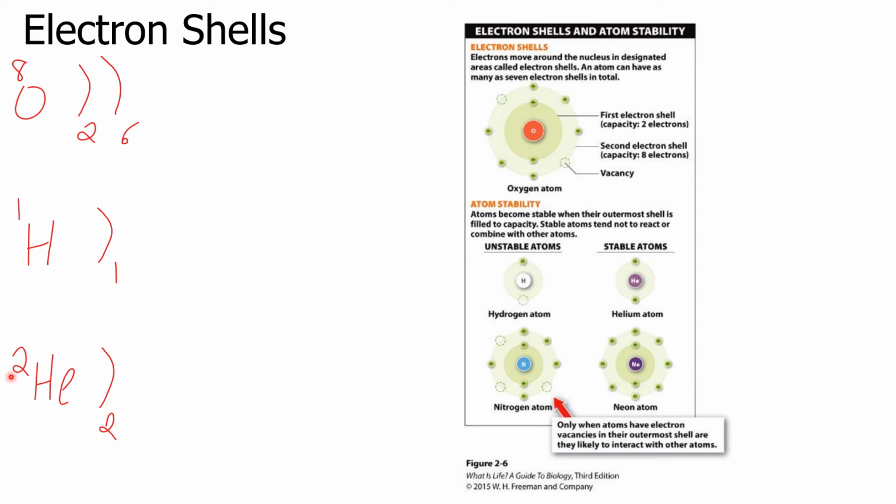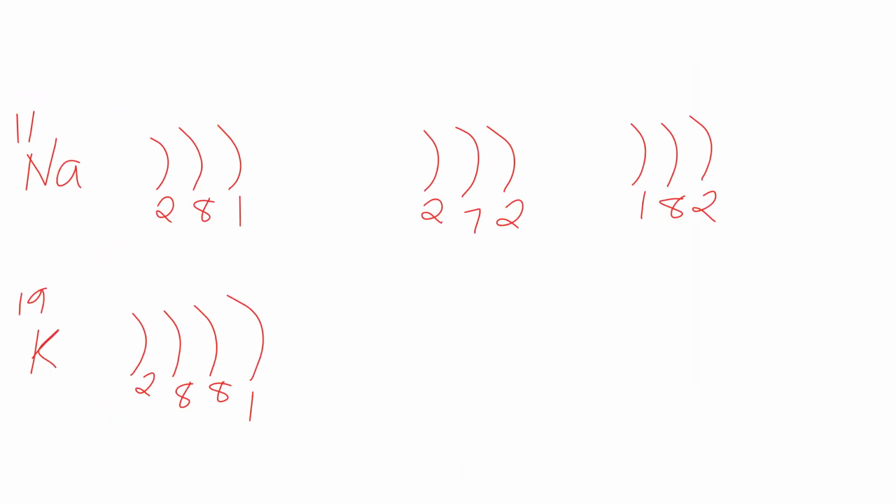Helium, if you look at the periodic table, has an atomic number of 2. So for helium, I'm going to draw 1 shell with 2 electrons, and that would be helium carrying 2 electrons in that first shell. Just a few more examples.